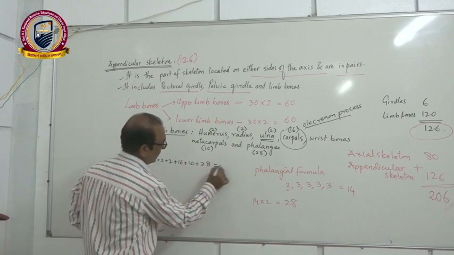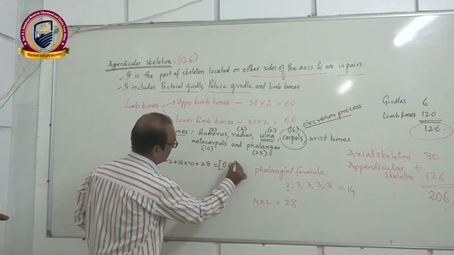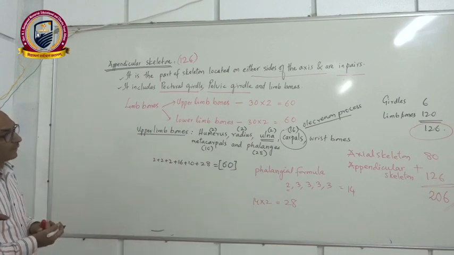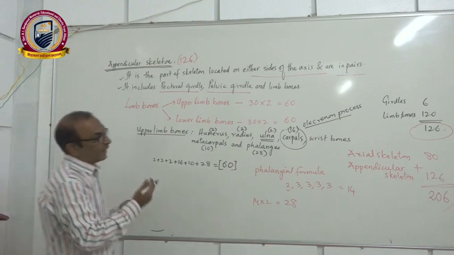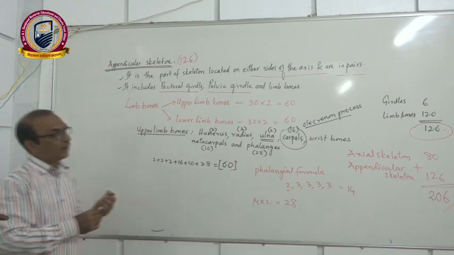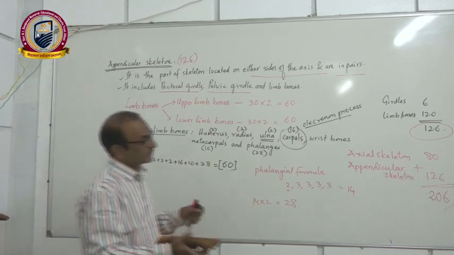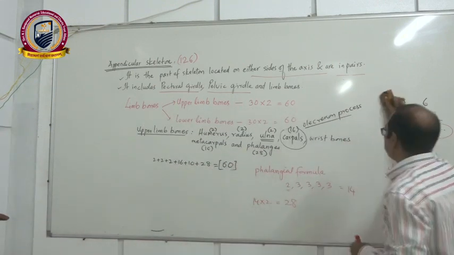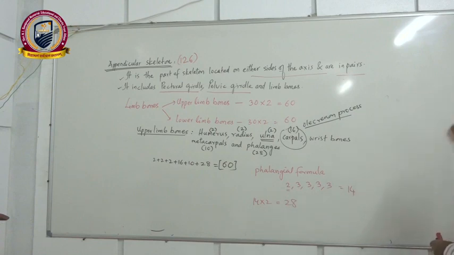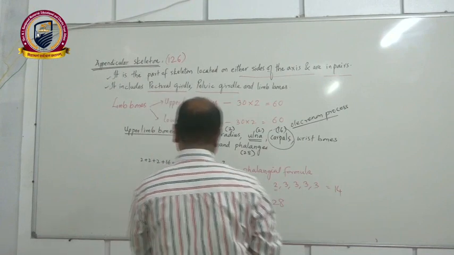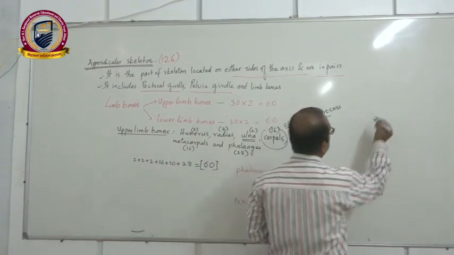50 and 60. So total 60 bones are there in the upper limb. Now let us have an idea about how these bones look like, and a very rough diagram I will draw just to understand how exactly these limb bones look like quickly.